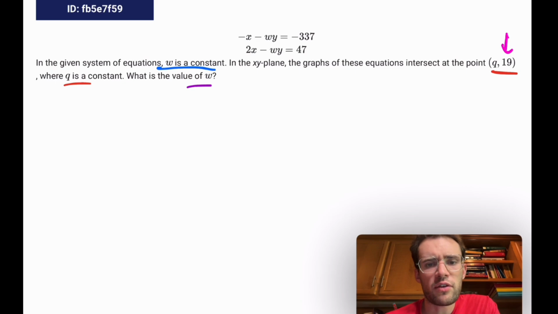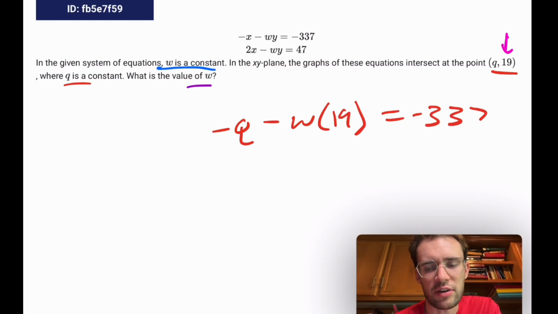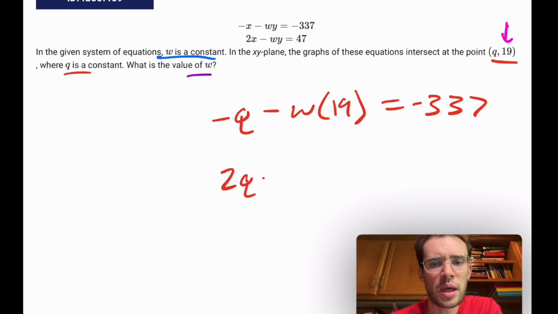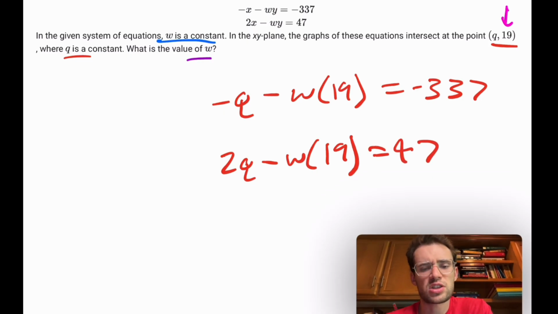So for whatever value, let's actually plug in this point, q comma 19. So the x will be the q, the 19 will be the y, and we get negative q minus w times 19 is equal to negative 337. And we get 2 times q, or 2q, minus w times, again, 19 equals 47. So we need this to work. It doesn't, again, matter what q is for this problem. We just need to figure out what w is.